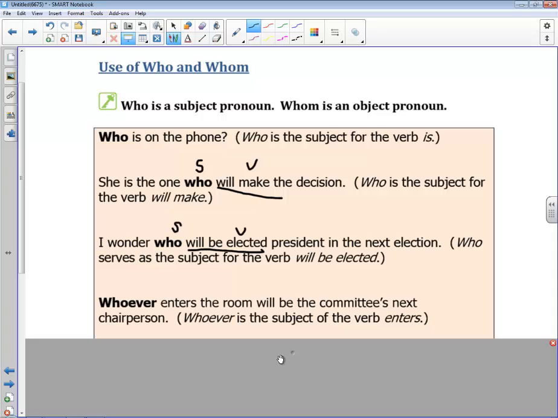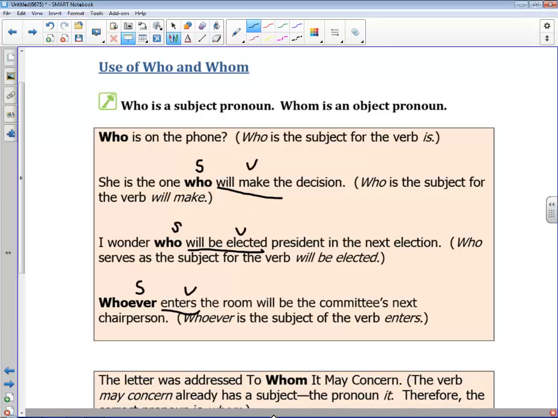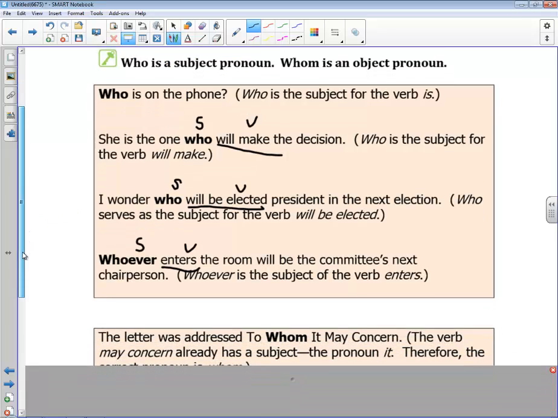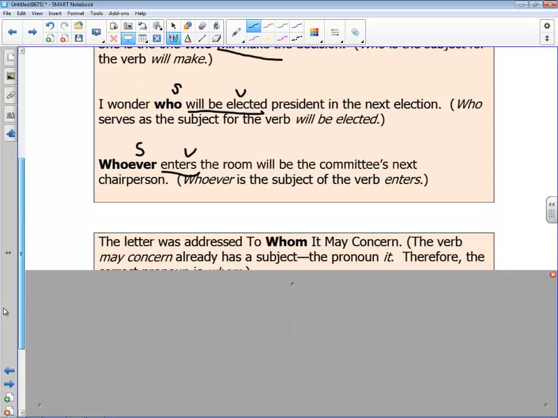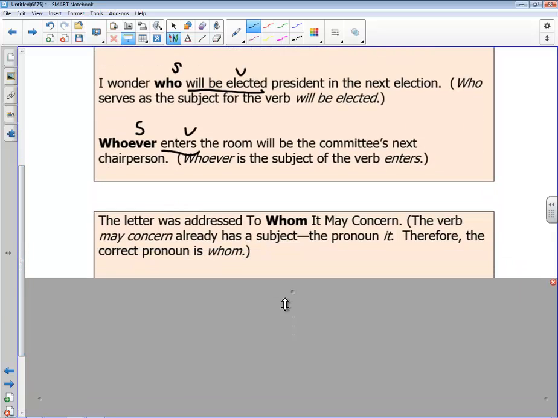Whoever enters the room will be the committee's next chairperson. Enters, the verb; whoever, the subject. Now, let's look at whom. The letter was addressed to whom it may concern.